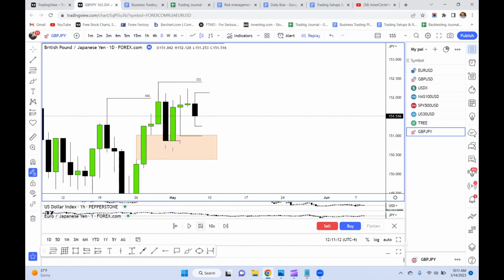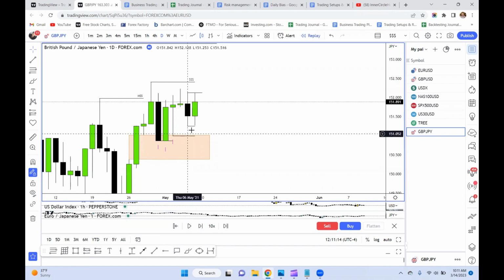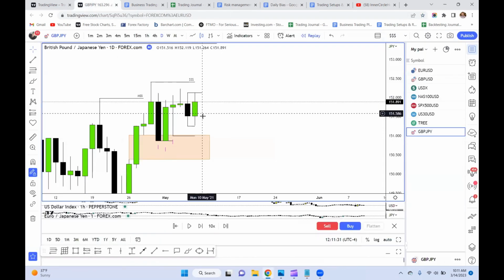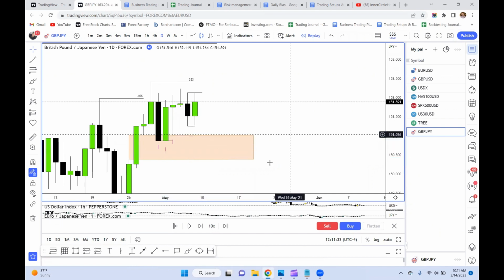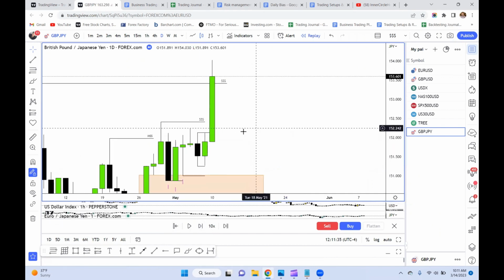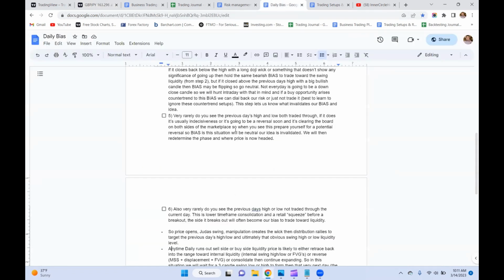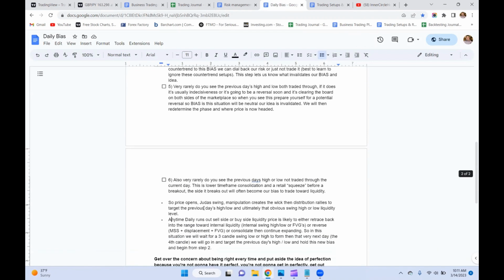Okay, so let's see what this candle does. Okay, so it traded within. And remember what this is again: this is lower time frame consolidation and a retail squeeze before a breakout. The side it breaks out will often become our bias to trade toward liquidity. Okay, so let's see if it breaks out down back towards this fair value gap. Let's see. Nope. Instead, what it did was it squeezed out. This was the breakout, like we said. Right here, we were wrong.